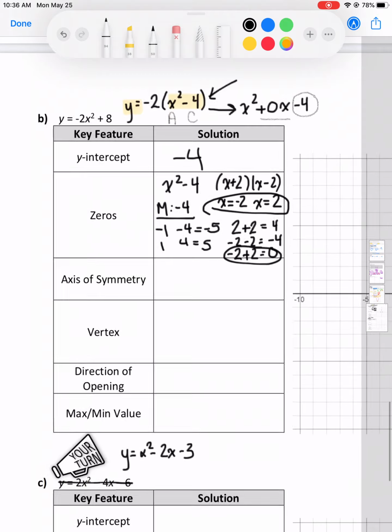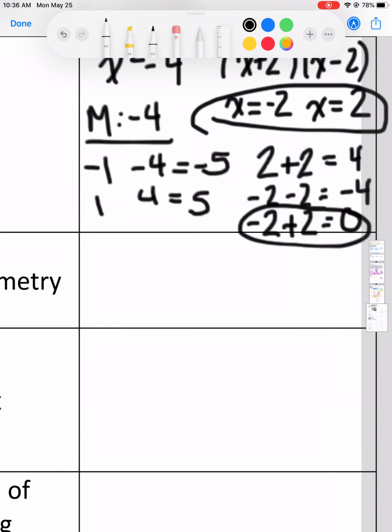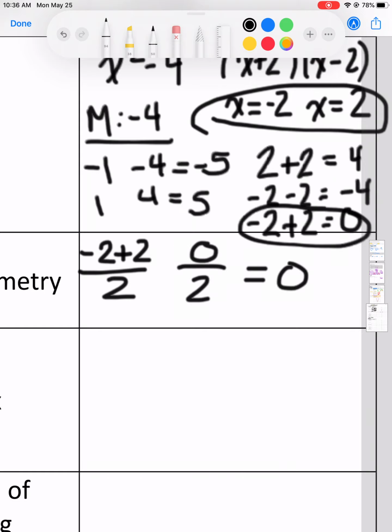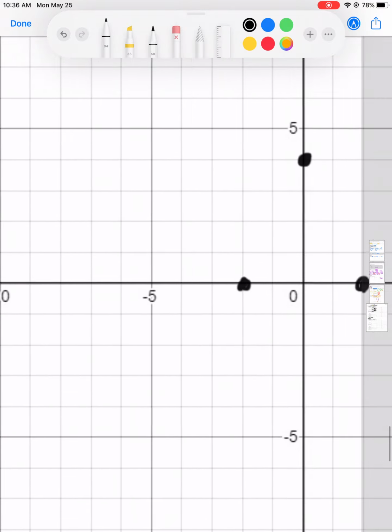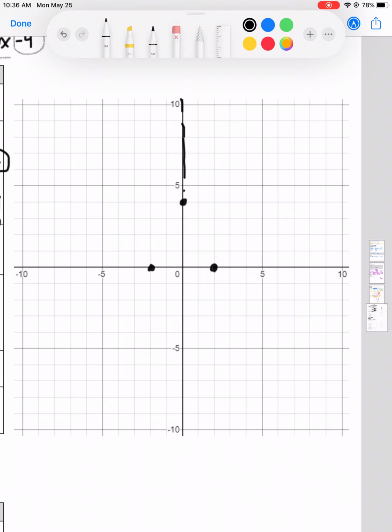Okay. Axis of symmetry. We take our two roots, we add them up, divide by 2. Negative 2 plus 2, divide by 2. Negative 2 plus 2 is 0. 0 divided by 2 is just 0. So that means my axis of symmetry is actually along this line here.